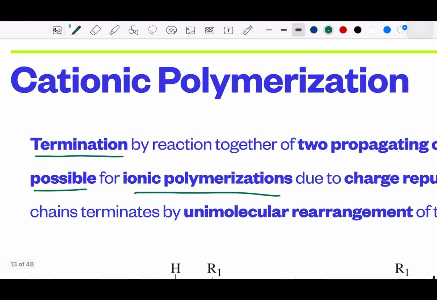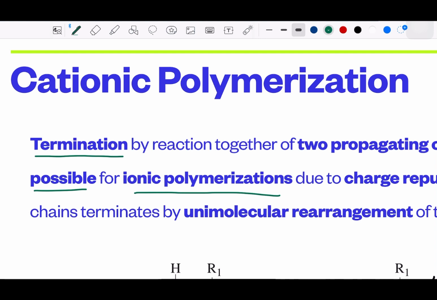Remember, in radical polymerizations in chain growth, because it's just radical species, they meet with another radical, they can annihilate, and then they can react with themselves. But now we have the positive charge. If positive charge meets with positive charge, it will repulse. There will not be any annihilation. So what we need is just a molecular rearrangement.